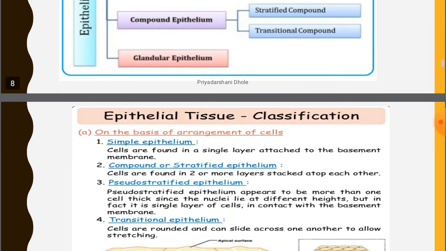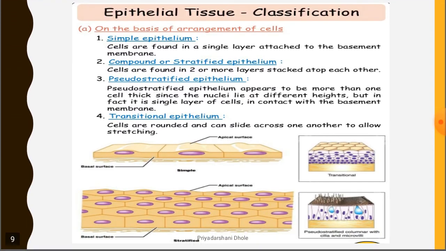Now let's see one by one. Epithelial tissue, this is the classification on the basis of arrangement of cells. First one is simple epithelium. You can see in this first diagram, simple cells are found in a single layer attached to the basement membrane, and a single nucleus is present. This is the apical surface, the basal surface, and this is called a simple epithelium. Second, compound or stratified. Strata means layer, one above the other. When these layers are present, it is called a stratified epithelium. The cells are found in two or more layers stacked atop each other.